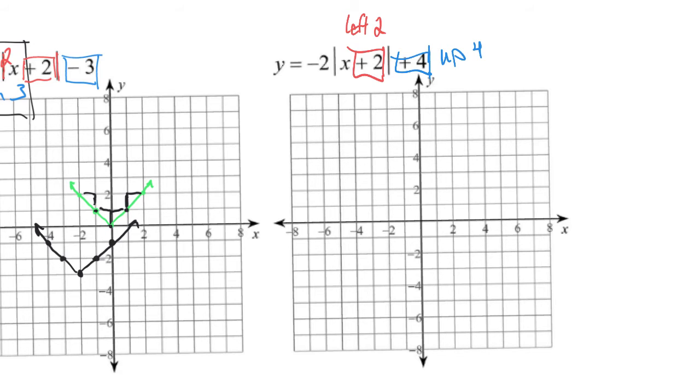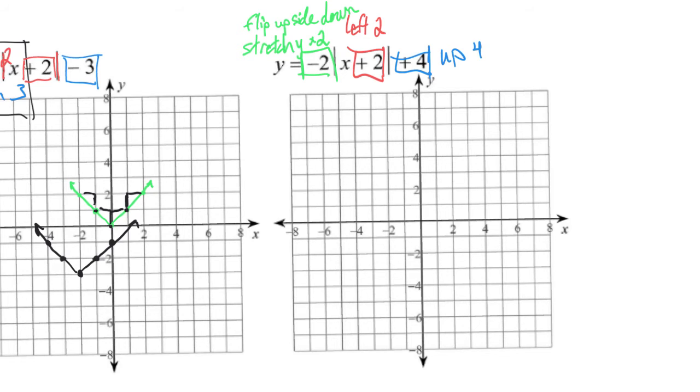And then this minus 2 in front is going to do 2 things. The negative is going to flip it upside down. And the 2 is going to stretch the y by a factor of 2. So every time you go up, it's going to go up twice as much.